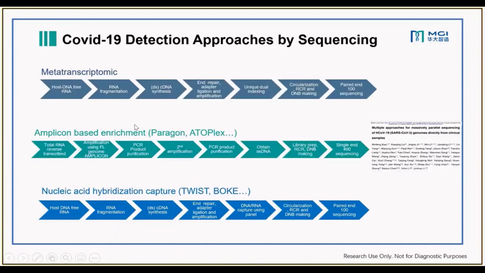The amplicon-based enrichment workflow using the 8-plex panel was as follows. Total RNA was reverse transcribed. Genome amplification was done using the full-length genome amplicon panel, with two steps of PCR product generation and amplification. Single-stranded DNA was obtained, and then the standard library prep process was done, and single-end 400 sequencing performed. This work is all published in Min-Feng Shao's paper at bioRxiv.